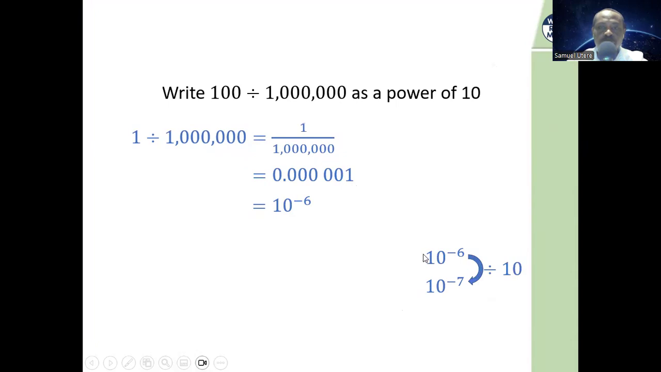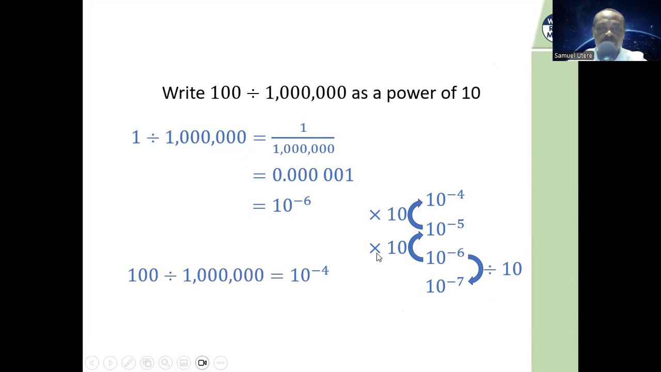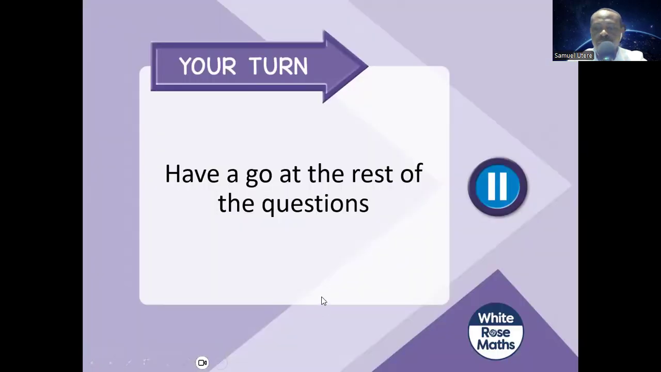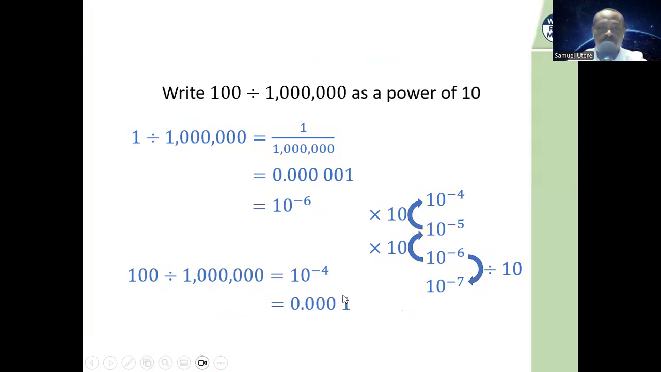Okay, because remember when we were dividing, this is what we get. So if we go further up to multiply by 100 from here, we'll have 10 to the power 5 and 10 to the power negative 4. So our answer should be 10 to the power negative 4. And remember, when you write it as an ordinary number, you're going to have only 3 zeros before the 1.